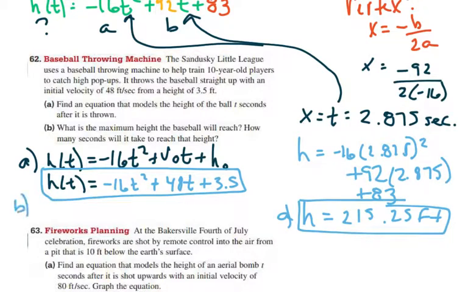Then in part B, they want to know what is the maximum height the baseball will reach and how many seconds it will take to reach that height. And so again, that's just looking for the vertex. There are two ways we can do that. You can find the maximum using your calculator, or you can use the fact that x equals negative b over 2a, where our b is 48 and our a is negative 16. Then you can plug in your x. So that's the way I will do it.